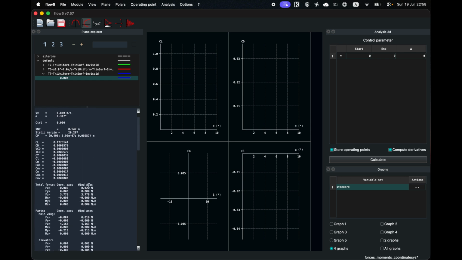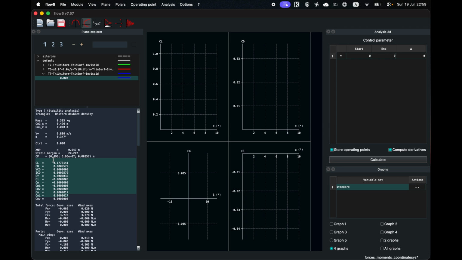Finally, note that the steady state coefficients produced by the stability analysis are given in the wind coordinate system, unlike the stability derivatives.